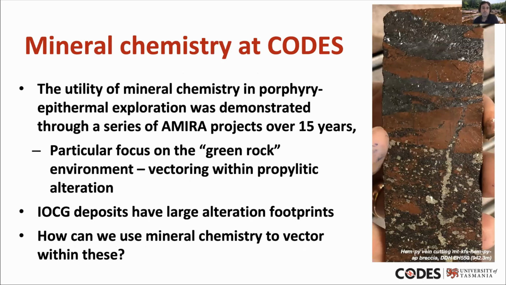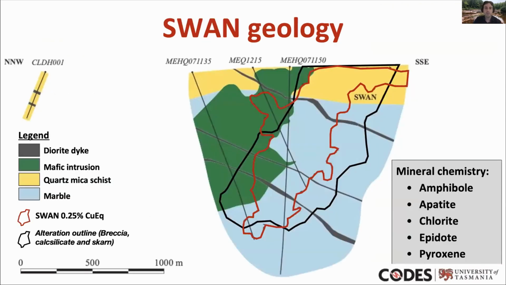The utility of mineral chemistry in porphyry epithermal exploration was demonstrated through a series of AMIRA projects over the last 15 years at CODES, with a particular focus on the green rock environment where there are porphyry alterations. The premise of this study is that IOCG deposits have large footprints. So how can we use mineral chemistry to vector to these deposits as well? Can we use the method? What's the dispersion halo? What type of elements are moving? These are the questions I will be trying to answer through this project.